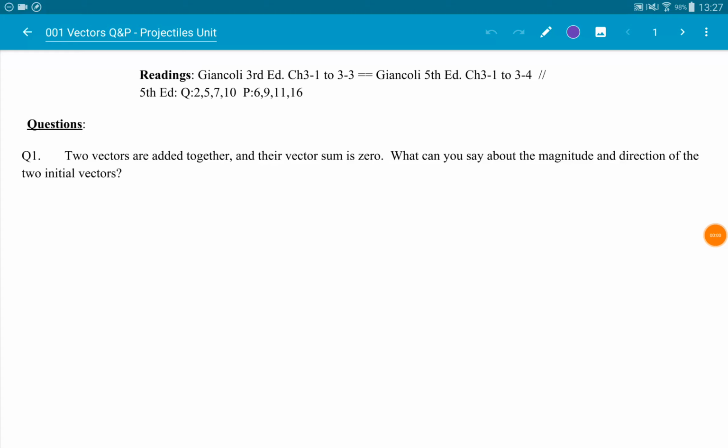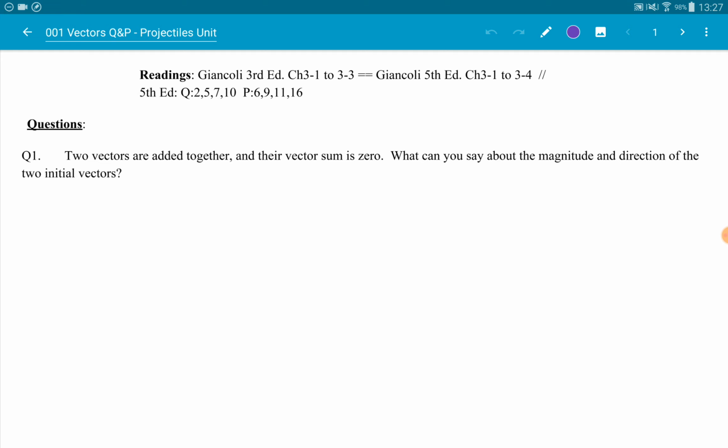We're in the vectors and projectiles unit, on vectors, questions and problems in Giancoli. Question number 1: two vectors are added together. Their vector sum is 0. What can you say about the magnitude and direction of the initial vectors there?